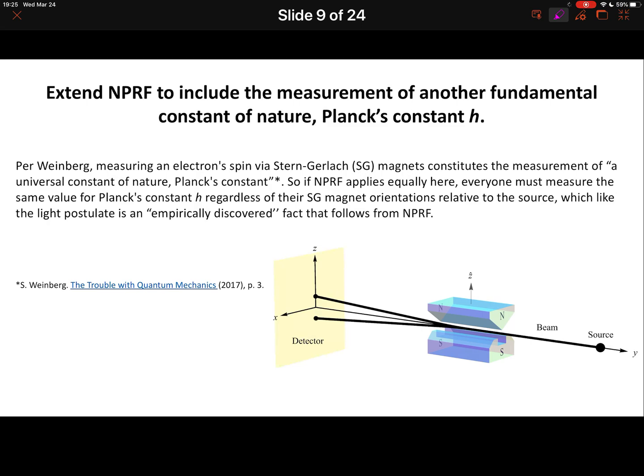So let's look at the no preferred reference frame applied to the measurement of Planck's constant. Well, Weinberg points out, hey, when we measure an electron's spin with Stern-Gerlach magnets, we're measuring Planck's constant, right? So, if no preferred reference frame applies equally here, as we rotate these Stern-Gerlach magnets, that deflection pattern, being Planck's constant, better be the same. So that's how no preferred reference frame accounts for this empirically discovered fact, exactly like it accounts for the fact that everybody measures the same speed of light, c.